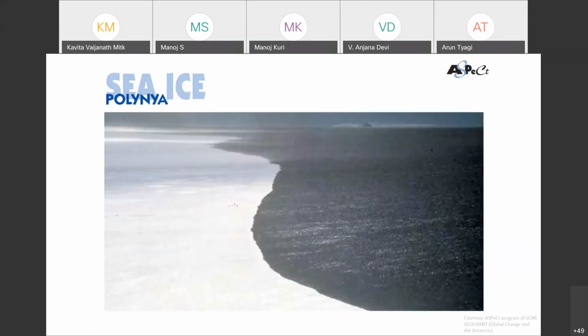Then polynyas. Polynyas are similar to leads only, but this is like a little bit exposed ocean, and it has a larger area compared to the leads. So leads will be more of linear features, but polynya will be more of polygon types.